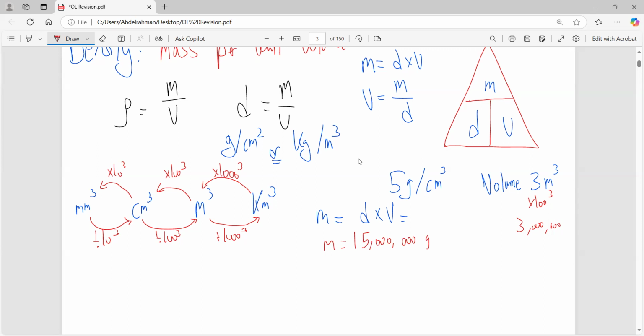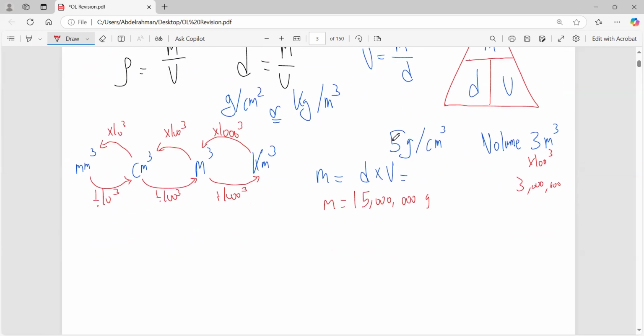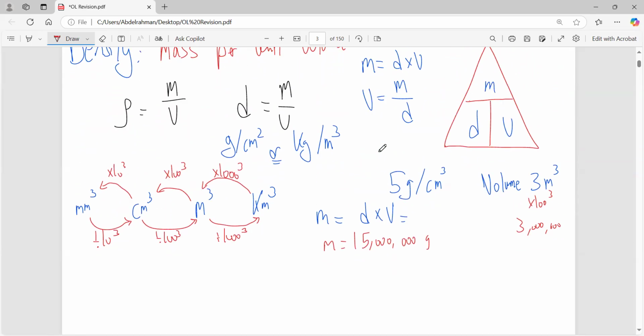You must have the same units while multiplying or while using any equations. Now, density. We said it before but I'll say it again. The whole point of density is that if you have an object that floats on a liquid, this object has a density less than the liquid. If an object sinks in the liquid, this object has a density greater than the liquid.